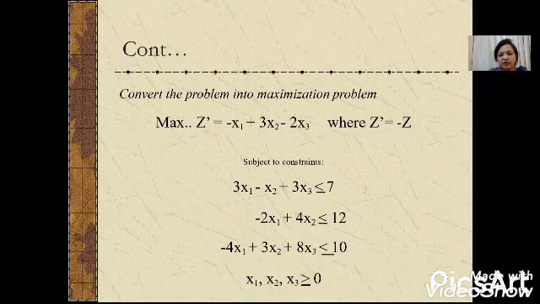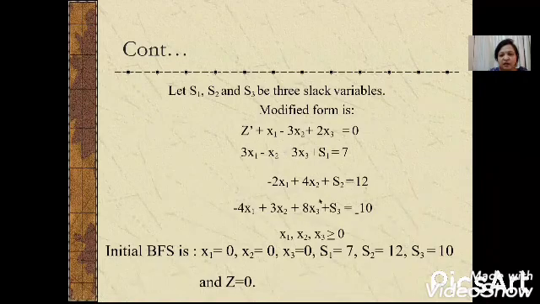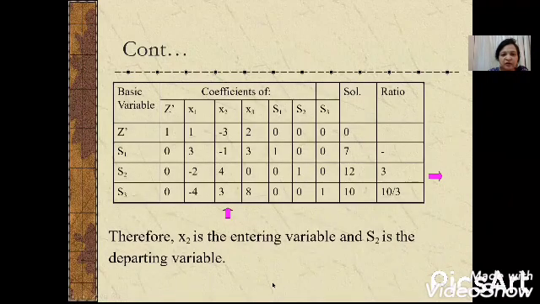So this is minus x1 plus 3x2 minus 2x3. Again here the constraints are less than or equal to, so we introduce slack variables, and the modified form of the model will be this one. Again, the basic feasible solution will be x1, x2, x3 equal to 0. Corresponding to that, s1 is 7, s2 is 12, and s3 is 10, and Z is 0. So we get this table.